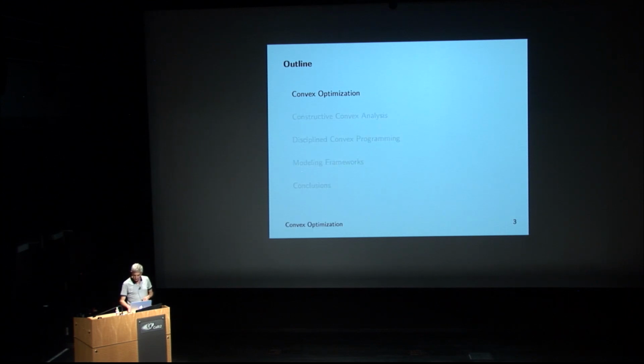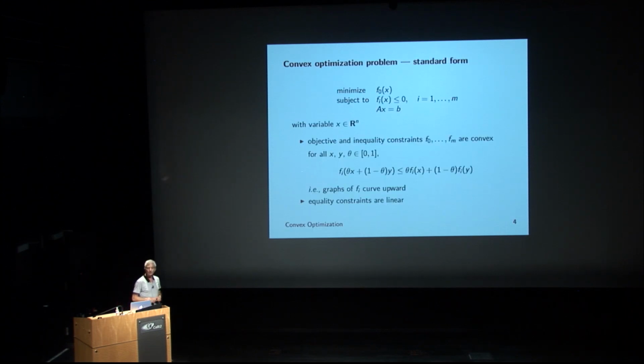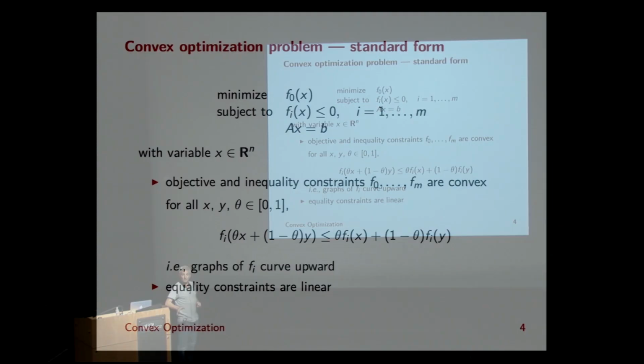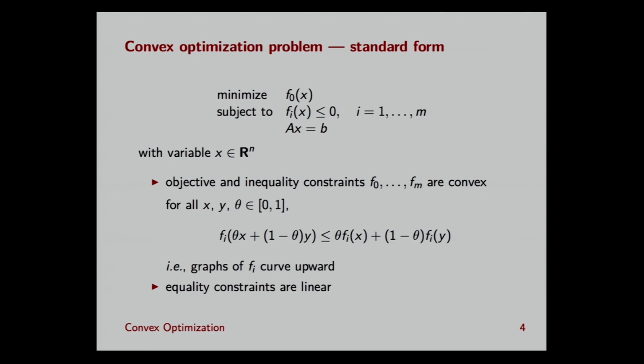Okay. The first thing is just a quick, rapid overview. You saw this an hour and a half ago. But just to remind you, the standard form is you minimize a convex function subject to some convex inequality constraints and linear equality constraints. That is a convex optimization problem.